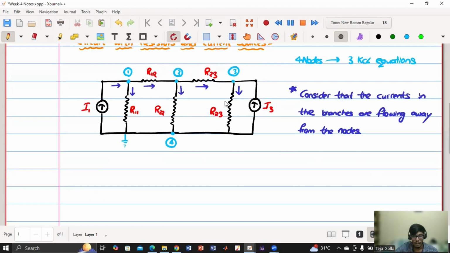Now we'll apply KCL at each of these nodes. We'll write it in this form, and I'll show you how. First we'll apply KCL at node 1. Current entering equals current leaving, right? So first I'll write current leaving, then I'll write current entering. Let this node voltage be V1, this be V2, and this be V3.